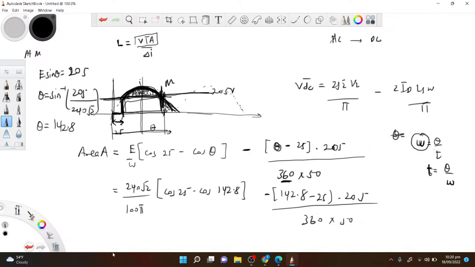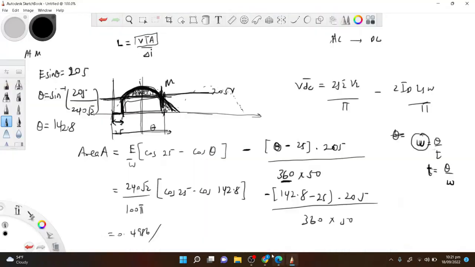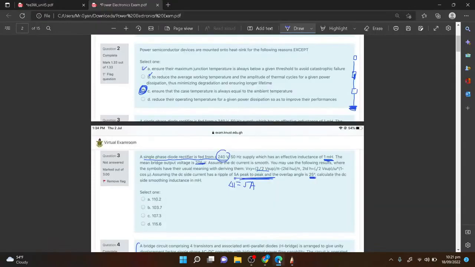So you get something. I think you get 0.4986. Then divide by delta I. Delta I was 5, peak to peak, so divided by 5. I didn't get the answer I expected. I'm getting 0.0997.